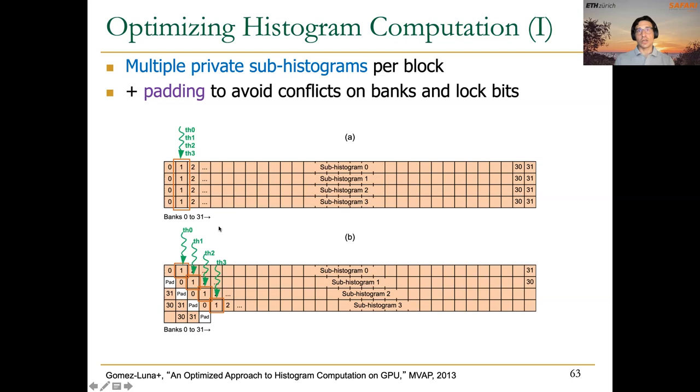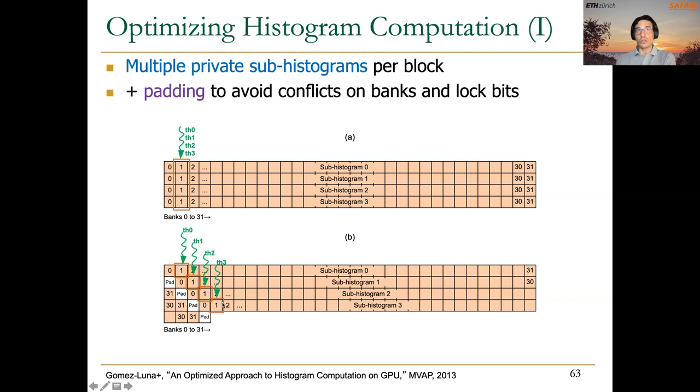The good thing is that this avoids position conflicts because we are updating bins in different subhistograms. But we still have an issue, and that's quite normal, because the number of lanes is 32 and the size of a histogram is also typically a power of two, like 256, or in this particular slide, subhistograms of 32 bins. In case we have an access pattern like this, there are going to be bank conflicts and lock conflicts as well.